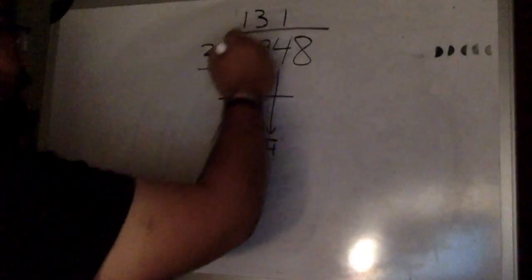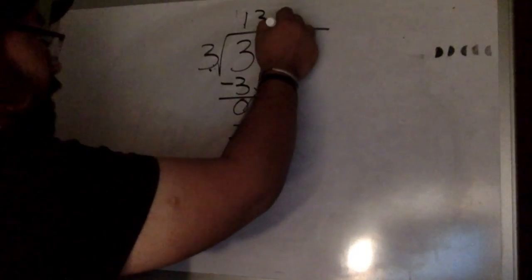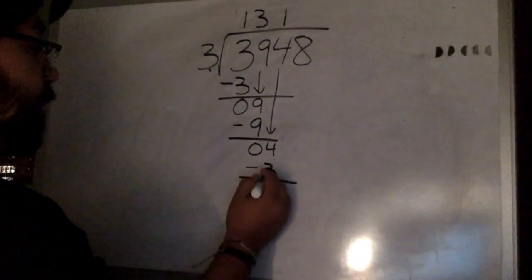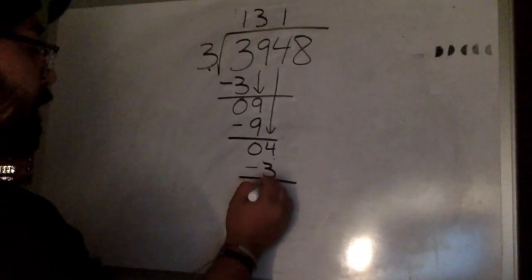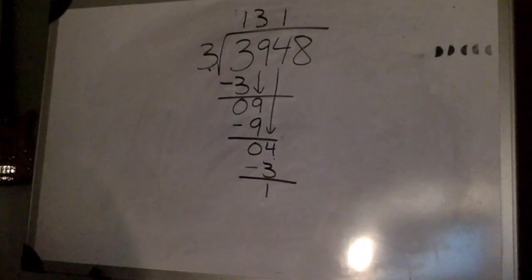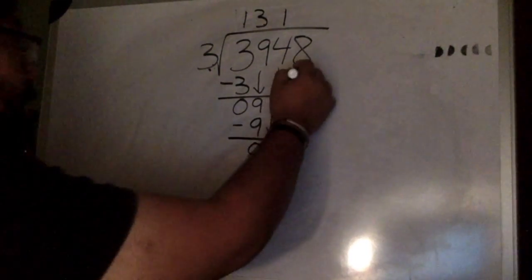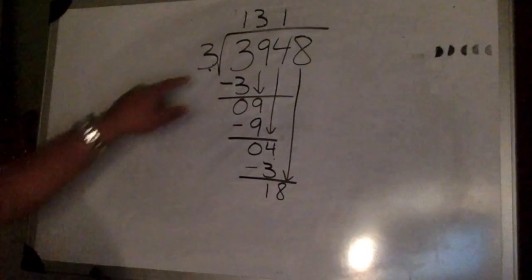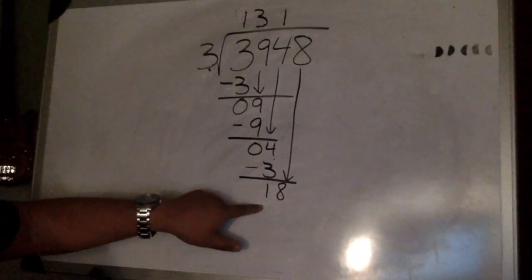One time, because 3 times 1 equals 3. 4 minus 3 equals 1. Then we drop the 8. And we need to figure out how many times does 3 go into 18.